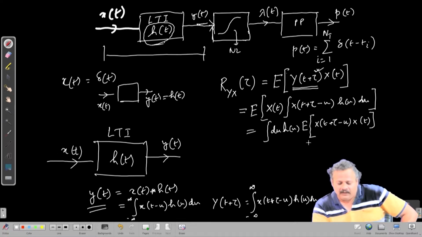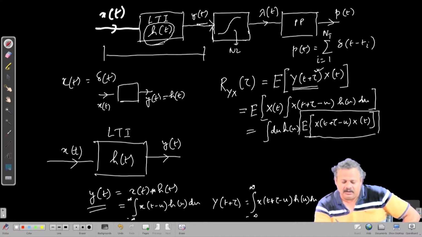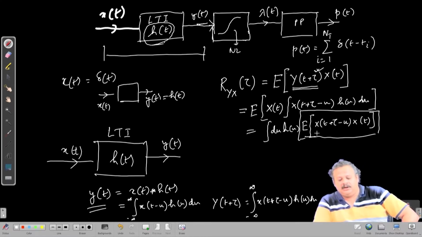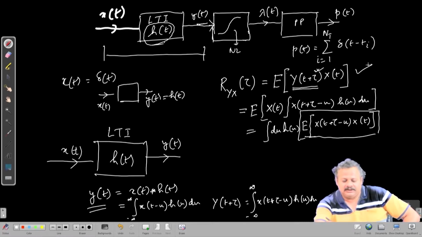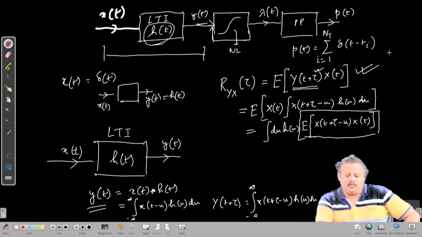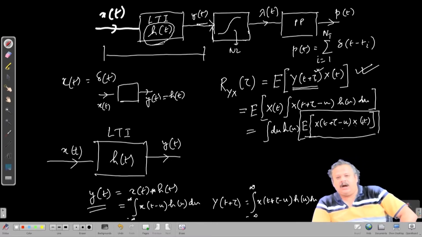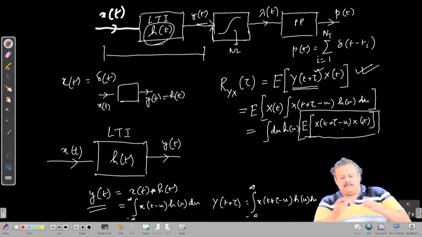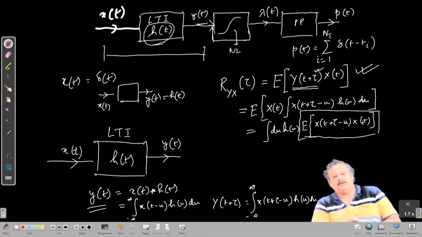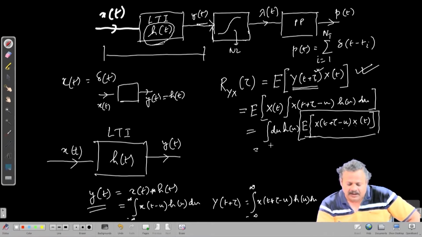because it is a constant function, and so it is not a random variable. If we now look at this expectation, it is a very familiar function. Look at the representation of R_yx(tau), which is the expectation of y(t plus tau) x(t). If we take x(t plus tau minus u) instead of tau here, and this is x(t), this simply becomes R_xx(tau minus u). That is the autocorrelation function of x, and the argument is tau minus u. So this becomes the integral du of h(u) and R_xx(tau minus u).